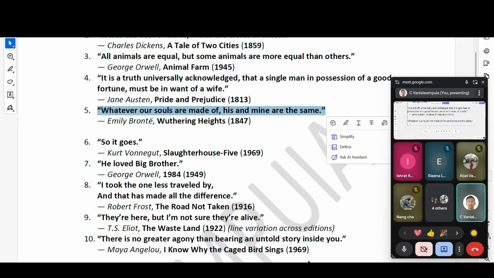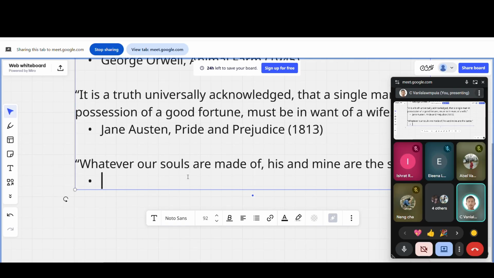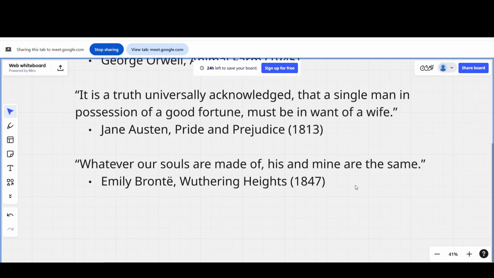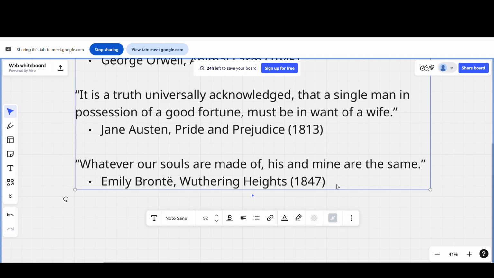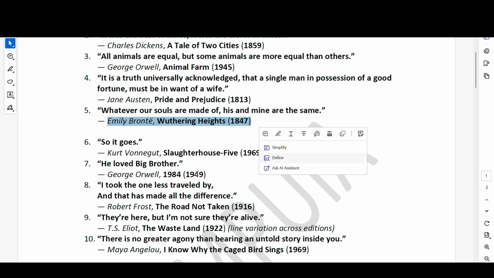This is from the Bronte sisters. Emily Bronte. So it's from Wuthering Heights. And like I said, the publication year is also written. Wuthering Heights, Emily Bronte, 1847. Whatever our souls are made of, his and mine are the same. This line is taken from here. And next, I'll move on quickly.